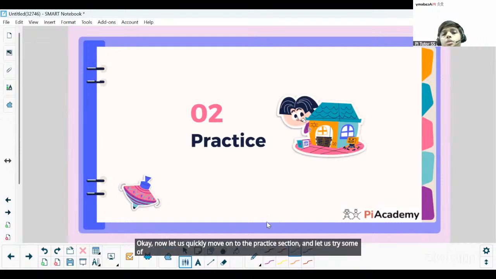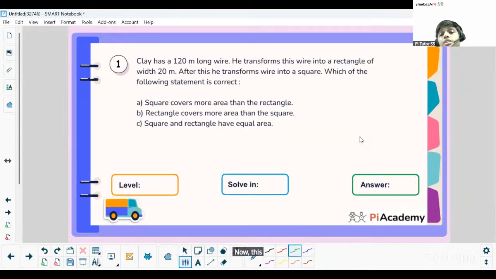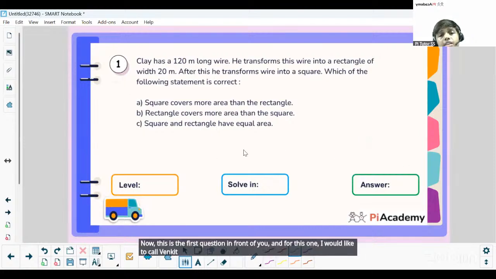Okay, now let us quickly move on to the practice section and let us try some of the questions out in order to understand how exactly the area and perimeter questions are present in the 11 plus examination. Now, this is the first question in front of you. And for this one, I would like to call Venkat to quickly read the question out here for the class. Yes, Venkat.